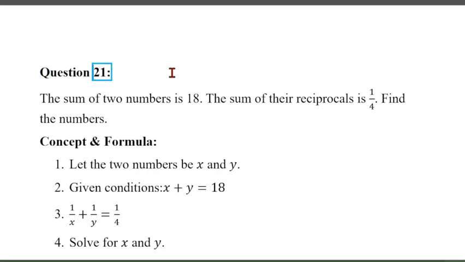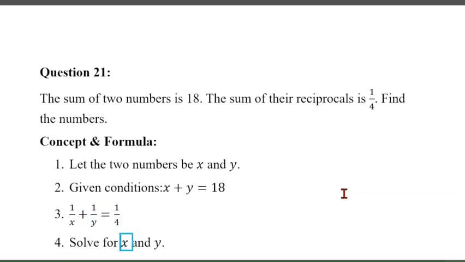Question 21. The sum of two numbers is 18. The sum of their reciprocals is 1/4. Find the numbers. Concept and formula. 1. Let the two numbers be x and y. 2. Two given conditions: x plus y equals 18, and 1 over x plus 1 over y equals 1/4.